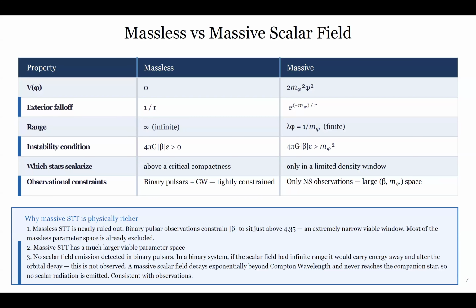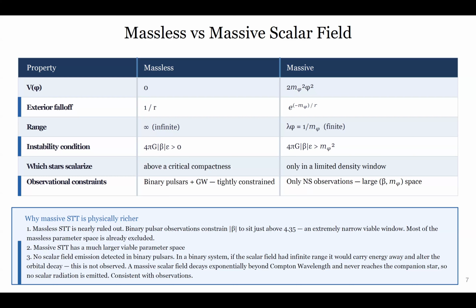The first extension to general relativity was the massless scalar field theory. But it was ruled out later because, as we can see, the decay happens as a long-range Coulomb decay by the factor of 1 by r, which has an infinite range. It was ruled out because when we look into the data of the orbital decays in a binary system, we know that there is no presence of a scalar field. But due to the long range of the massless scalar field, it would tell us that there could be a presence of such a field, which we do not see in the observations, so it's ruled out.